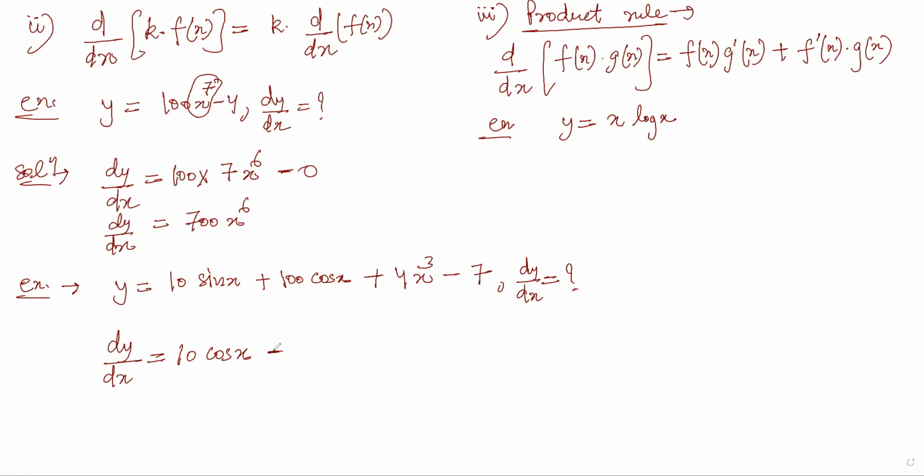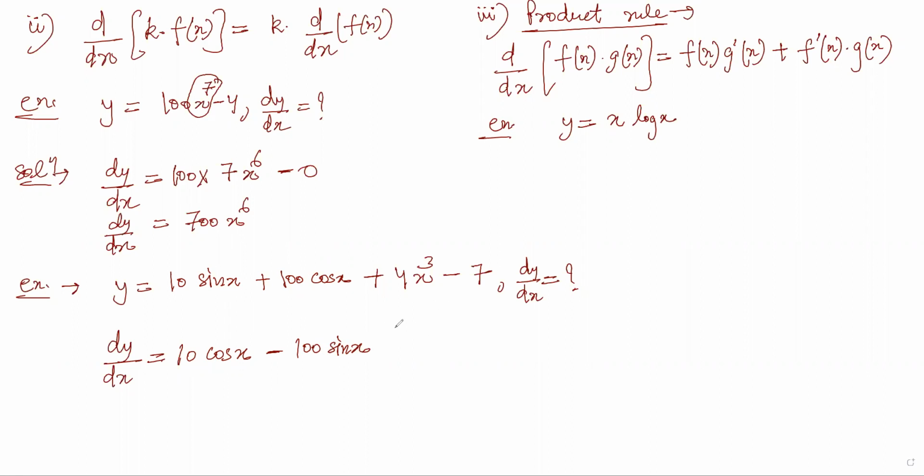So minus will be minus. So 100 will be as it is, and differentiation of cos x is minus sin x, which will change this sign from plus to minus. So this will be 10 cos x minus 100 sin x.